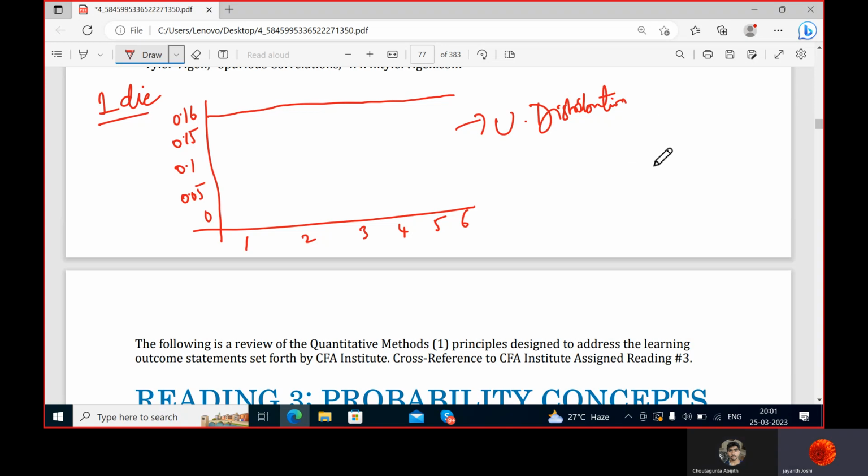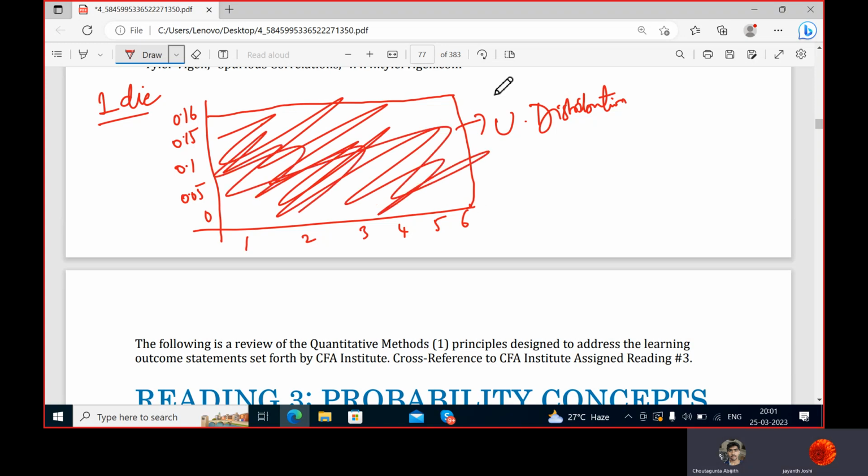Hello? Yes. I shall give you 5 minutes. The data should be discrete, right? Yeah, I'm just putting this zone, this area, Abhijit. Okay, fine. This is a uniform distribution.